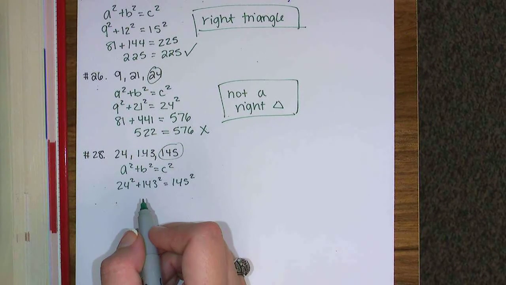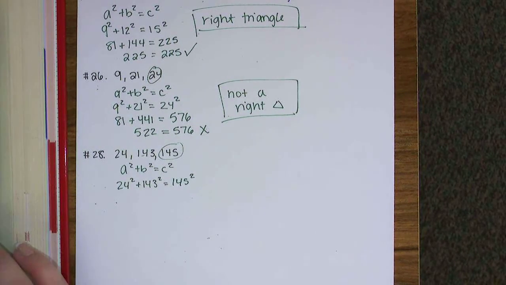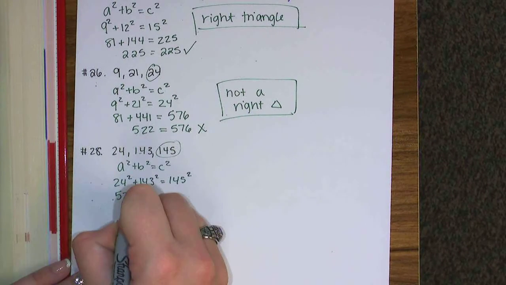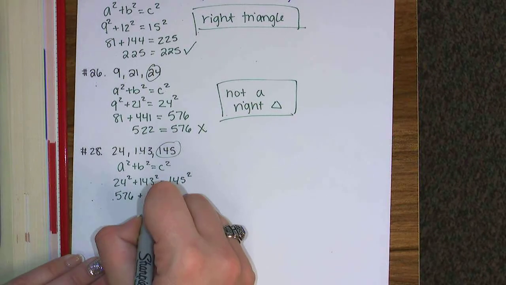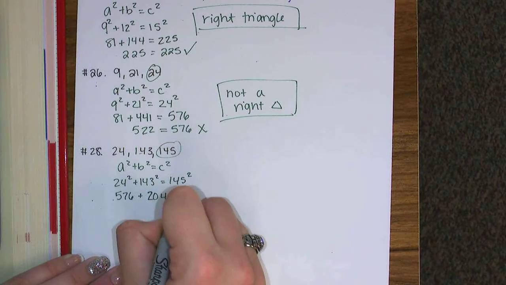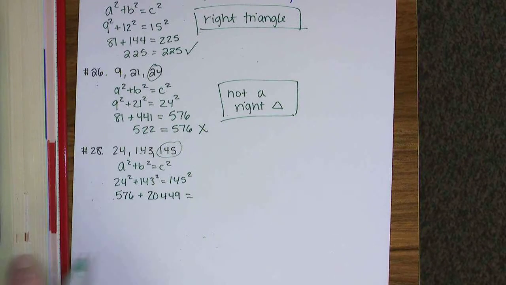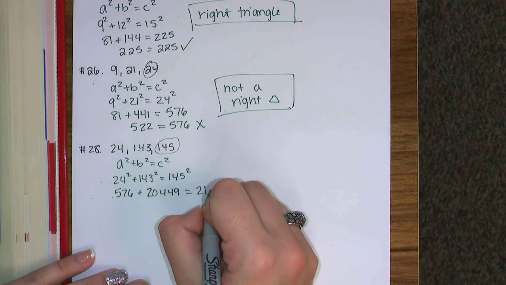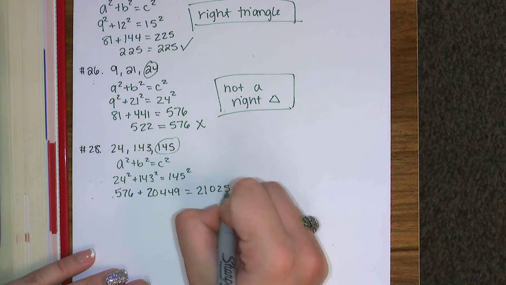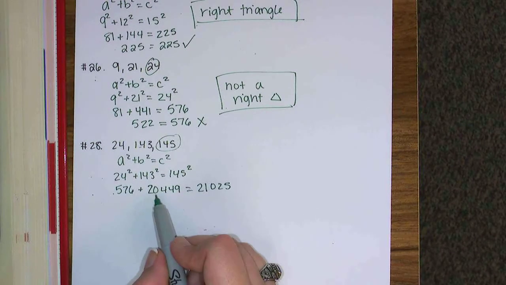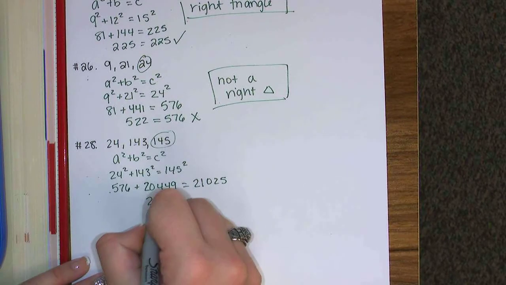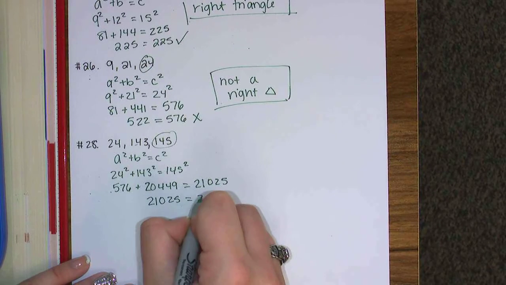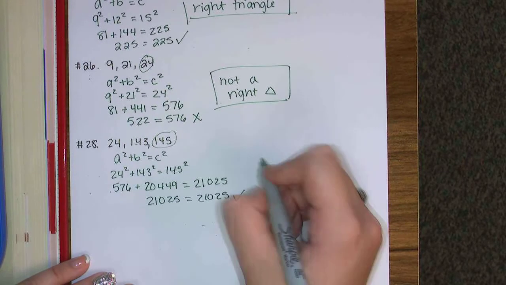24 squared is 576, plus 143 squared is 20,449, is equal to 145 squared, which is 21,025. So I'm going to add these two together. 20,449 plus 576 is 21,025, which is equal to that. So this is a right triangle.